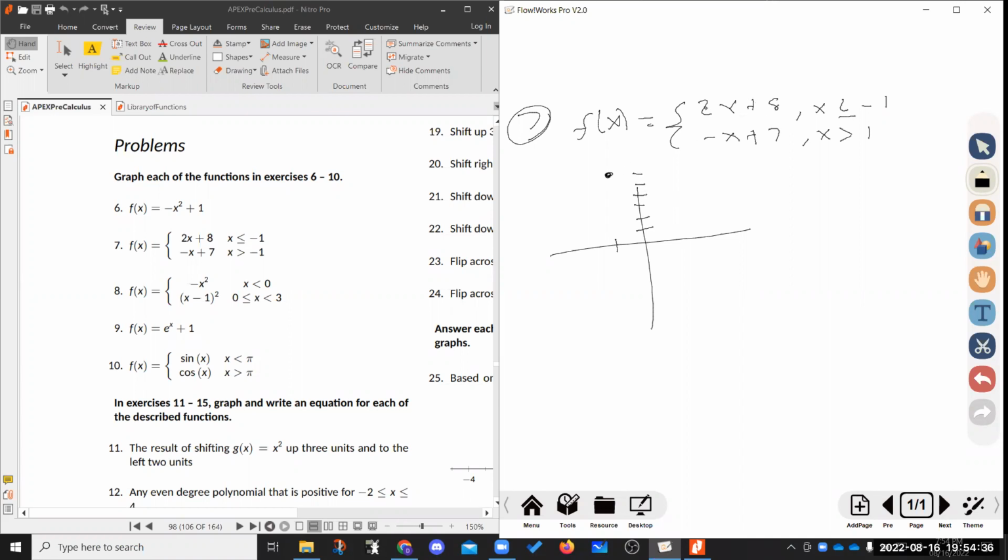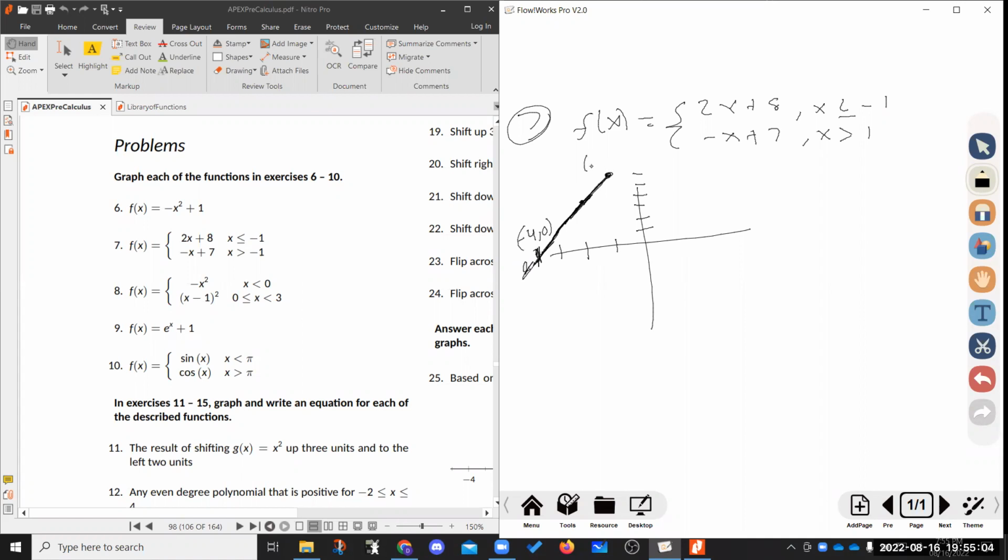Got a slope of 2 as I go to the left. So I'm actually going to go down 2, left 1. Instead of going up 2, right 1, I'm going to go down 2, left 1. And that's going to give me my piece of the graph that goes to the left. And it's going to go through -4, 0 over here.